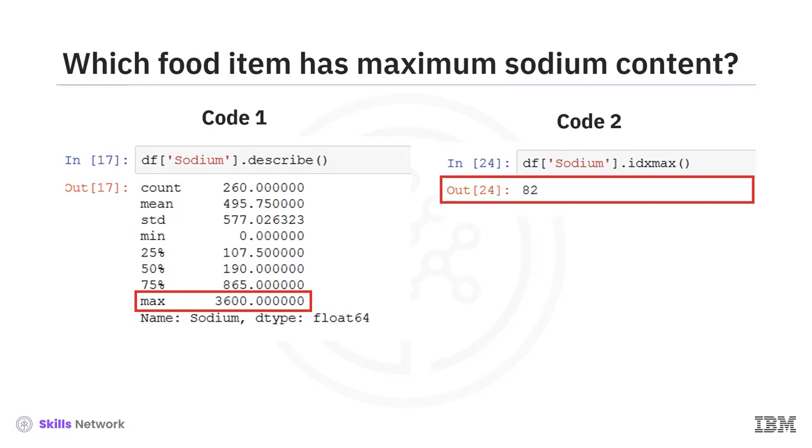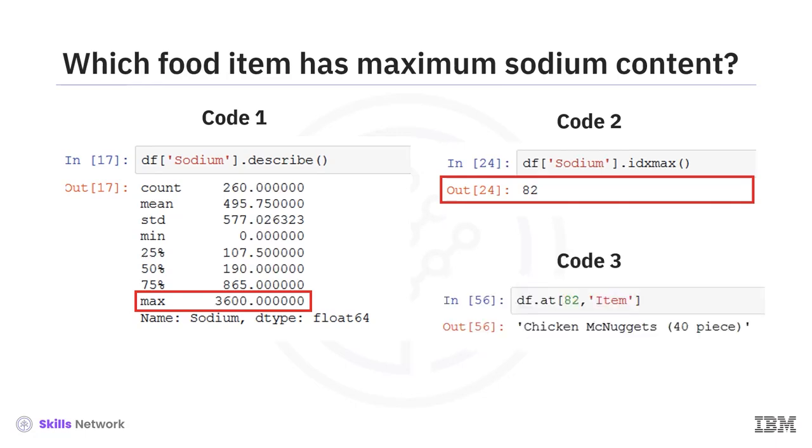Now let's find the item name associated with the 82nd item in our data frame. As shown in Code 3, we will use the .at method to find the item name by passing the index of 82 and the column name item to be returned for the 82nd row. Finally, we find that the food item on the menu that has the highest sodium content is Chicken McNuggets, 40 pieces.